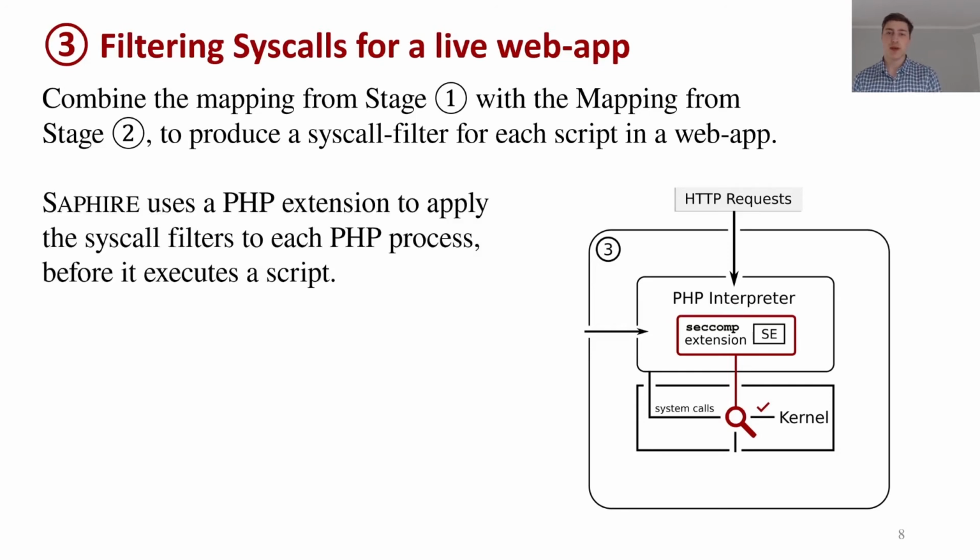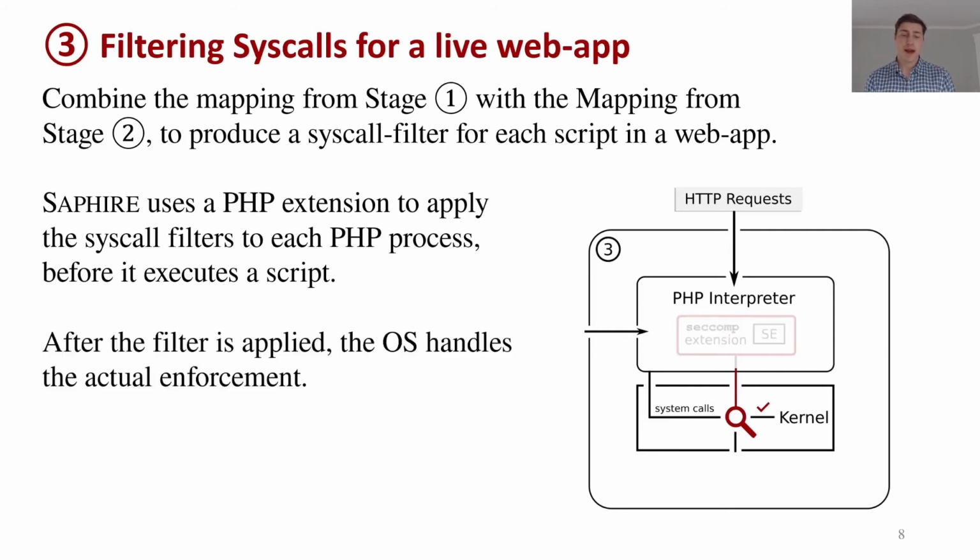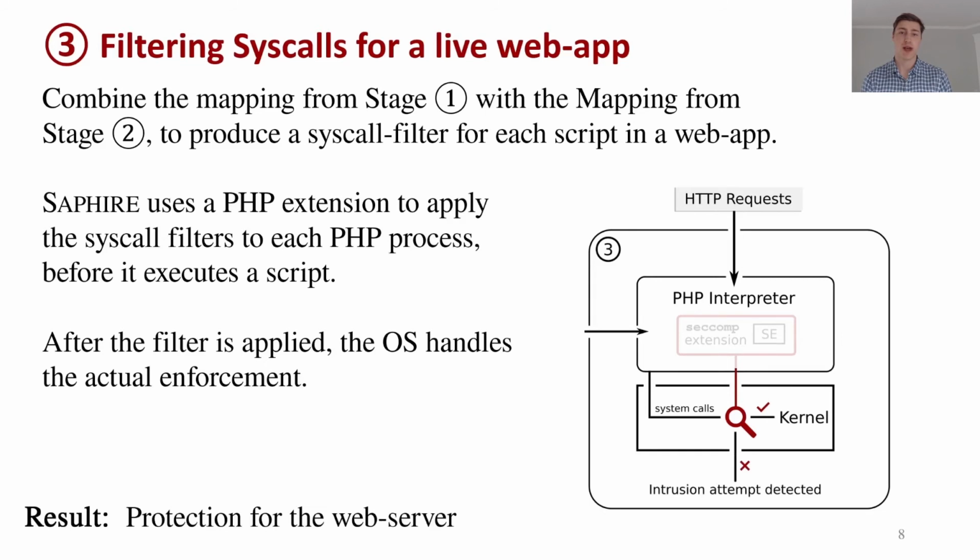Saphire provides a PHP extension to enforce the syscall filters. When a new PHP interpreter is fired up to execute a script, Saphire's extension kicks in and it loads the syscall filter corresponding to the script that is about to run. Saphire applies this filter using seccomp. Then, the interpreter proceeds to execute the script. At this point, Saphire's job is actually done, since the Linux kernel takes care of allowing or blocking syscalls. If the kernel receives a syscall that is blocked by the filter, it simply kills the interpreter process, putting an early stop to a potential attack.